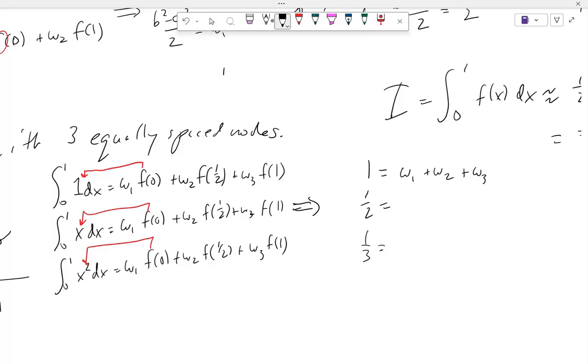Okay. What do we get for the right-hand side of the second equation? Yeah. Good. So it's 0 W1, because we're plugging it into x, right? So it's 0 W1, 1/2 W2, 1 W3. So we get 1/2 W2 plus W3.